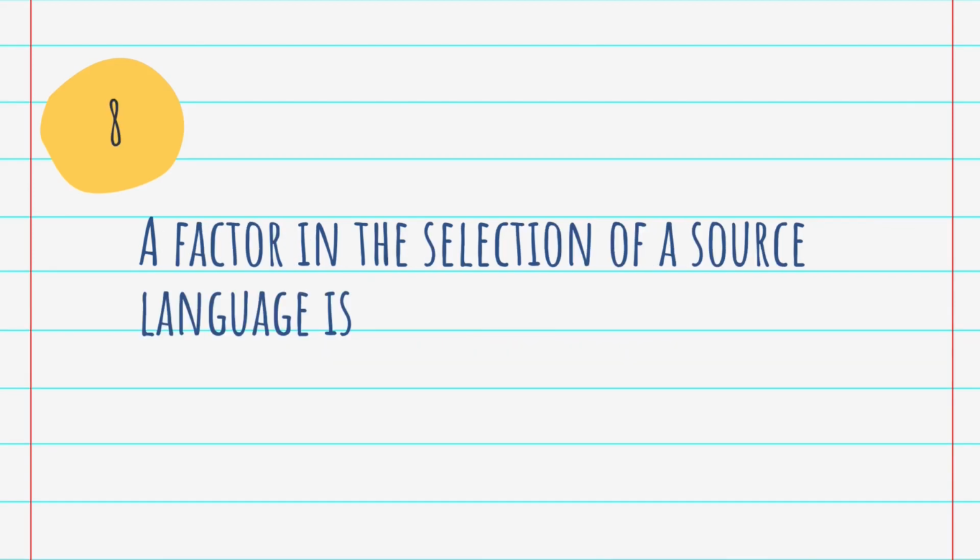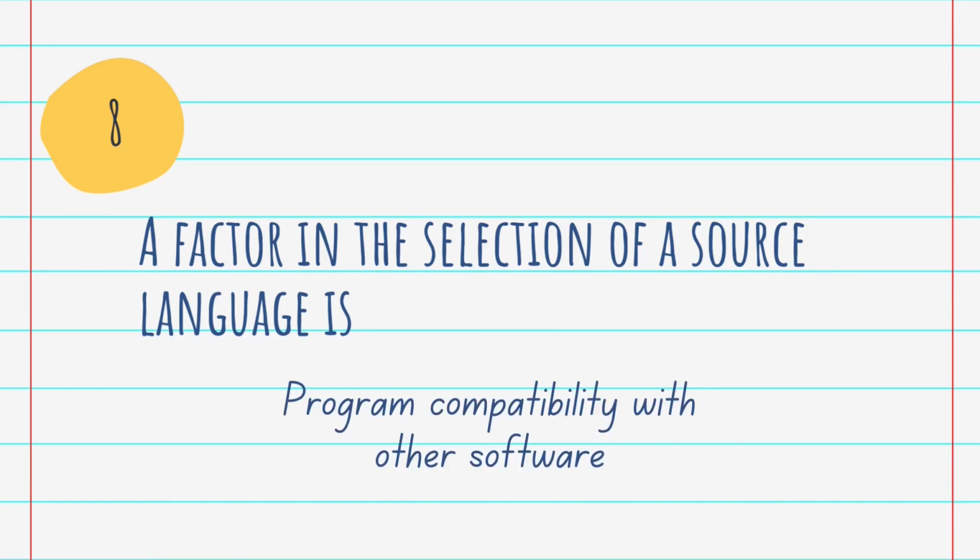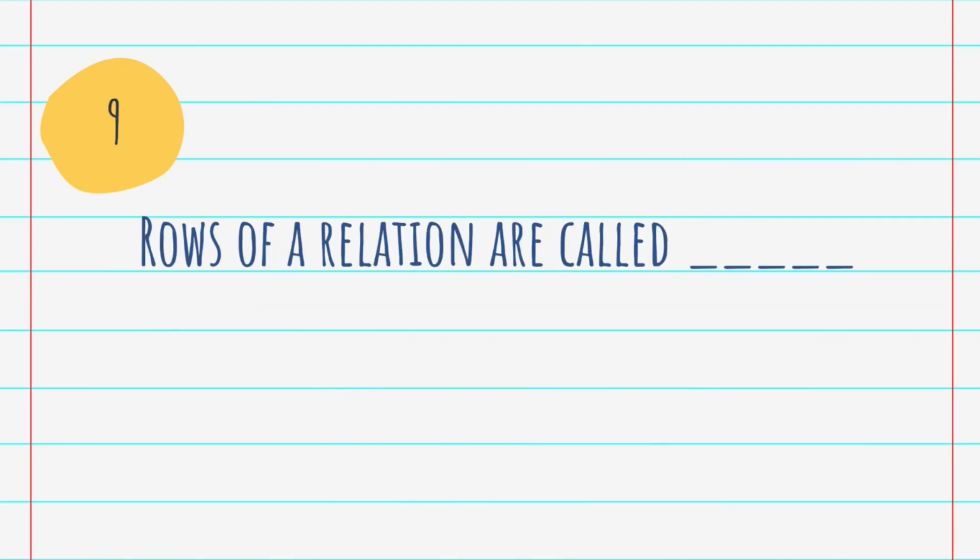Question number 8. A factor in the selection of source language is. Answer is, program compatibility with other software. Compatibility is the ability to live and work together without any inconsistency. Compatible programs or software applications also work on the same setup. For example, if you want a Google site to be compatible, then it should open in all browsers and operating systems. Same with the program, besides other software responsible for the selection of source language.